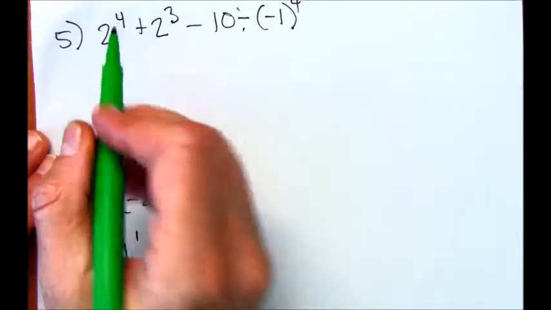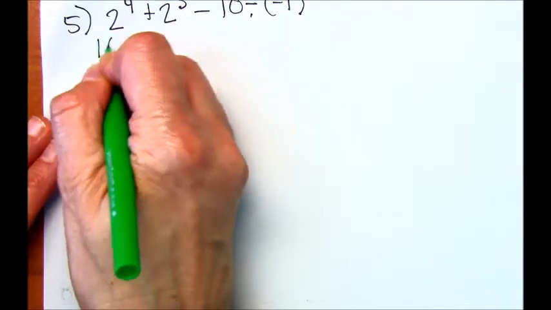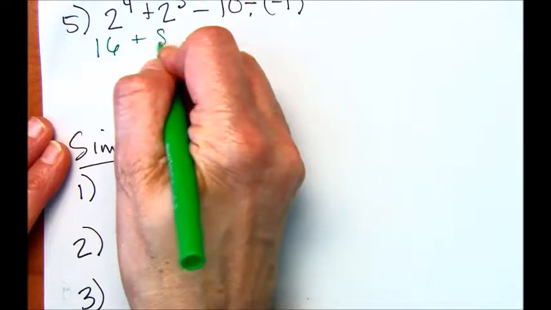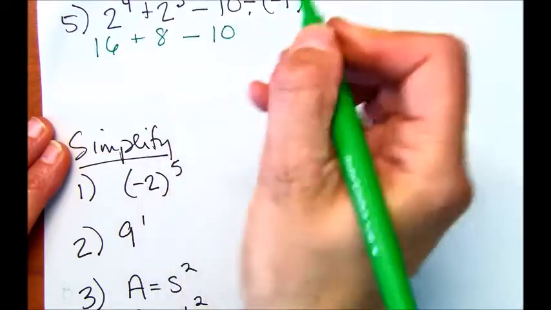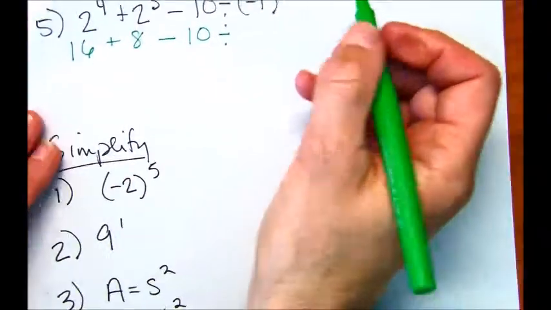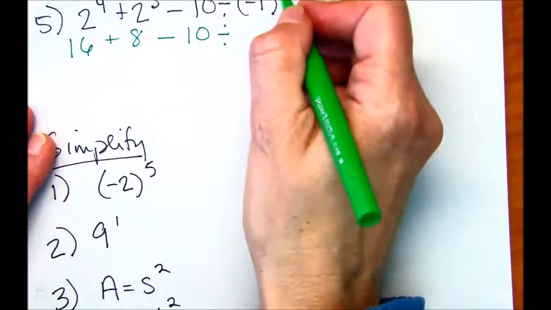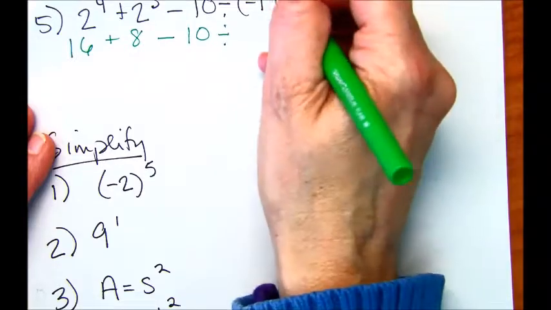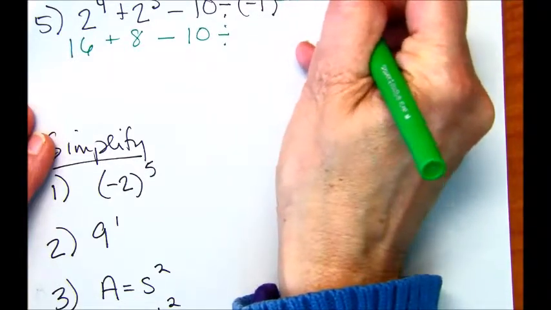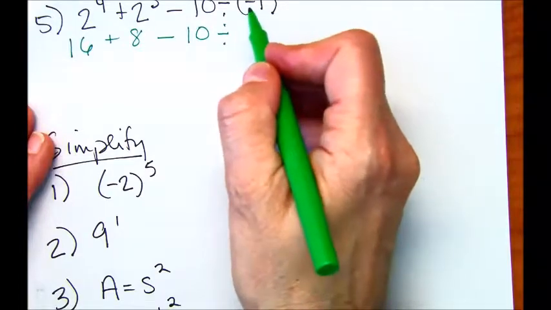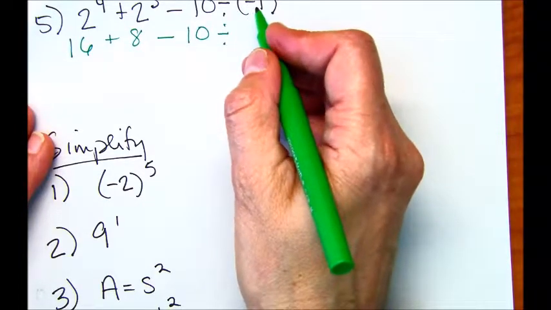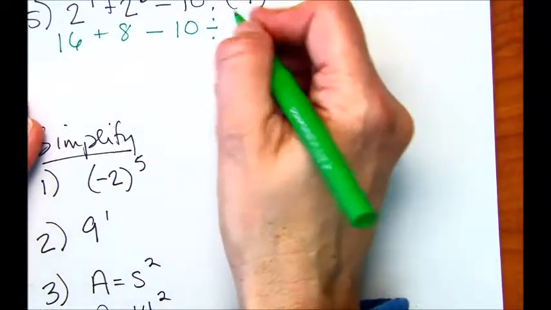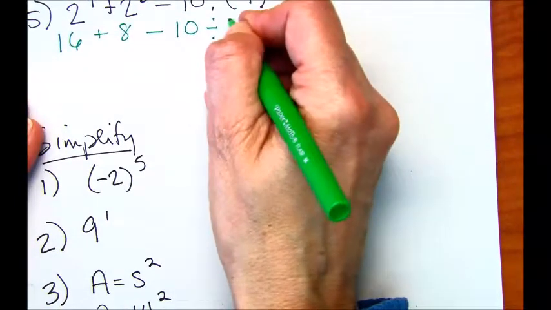So 2 to the 4th power, that's going to give you positive 16. 2 to the 3rd is an 8. We're going to just bring down this 10 divided by, now negative 1 to the 4th power. Notice this exponent is even, so when we have an even set of negatives, like negative times negative, you're going to get a positive. So we're going to just get a positive 1 here.